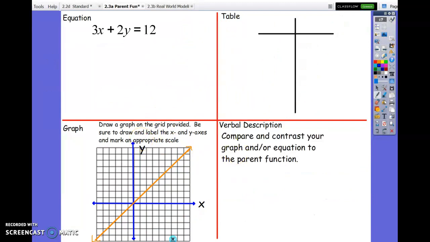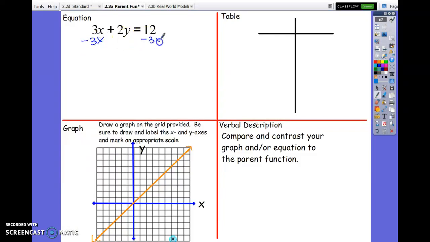Well, this time we have something that's not in slope-intercept form. 3x plus 2y equals 12. So the first thing we want to do is actually write that equation in slope-intercept form. So remember from our last lesson, that means we're just going to solve for y. So let's go ahead and do that.